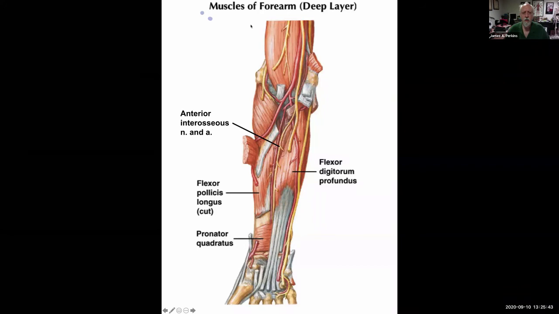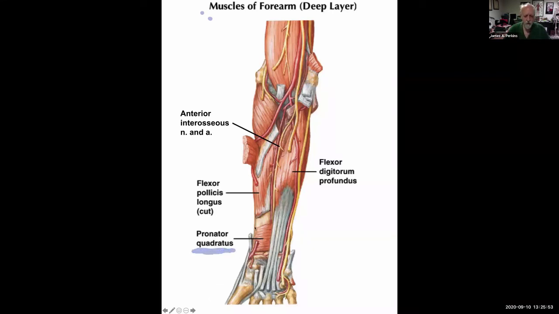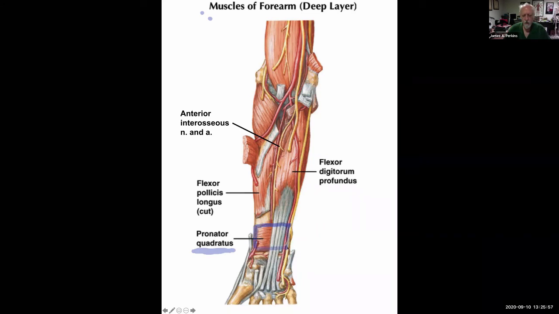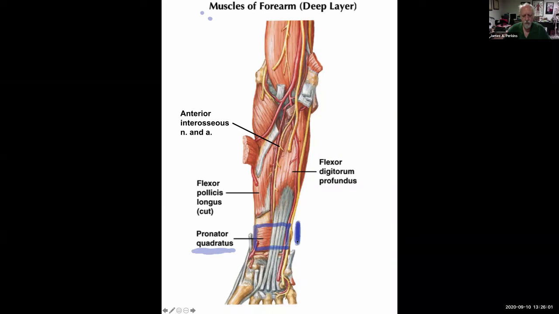Pronator quadratus gets its name from the fact that it's square. So it's quadratic or quadrilateral. You can see that it has this kind of square shape under here. It has its origin on this side of the forearm, on the ulna, and has its insertion over on this side, on the radius.